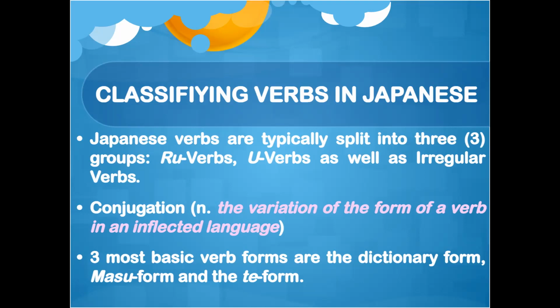Since we have talked about conjugation, conjugation literally means the variation of the form of a verb in an inflected language because they serve a specific function. For example, the function of the dictionary form is to know where the verbs belong in terms of grouping, and also you can use the dictionary form in speaking casually or informally to other people. The masu form is used for polite expression, and the te form is used, for example, in making the kudasai or the please form, and also in expressing the progressive form of the verb.